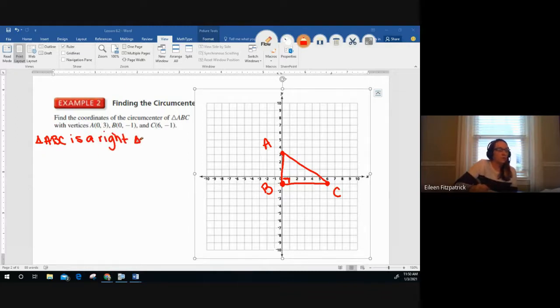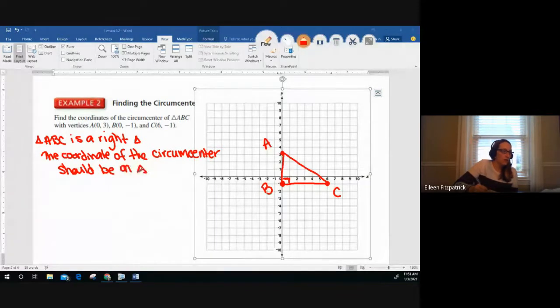So think about what we learned above, okay? If it's a right triangle, then we know that the coordinate of P, your circumcenter, is going to be on the triangle. So the coordinate of the circumcenter should be on triangle ABC.